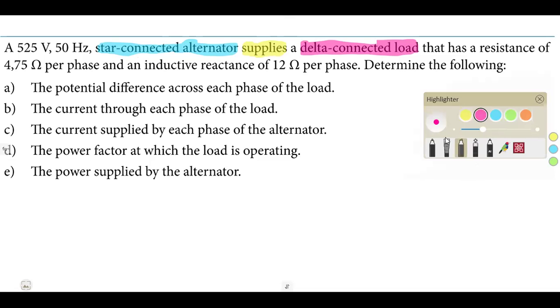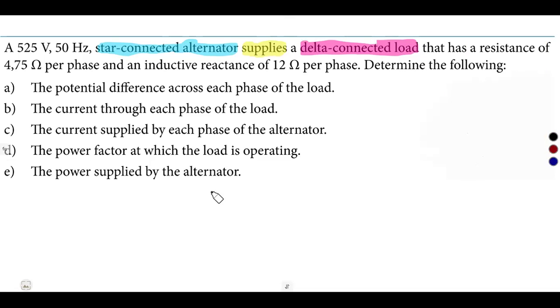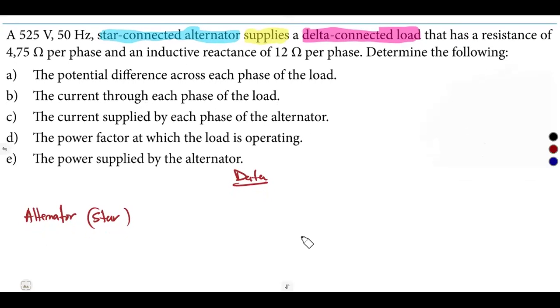So working with this question, I want us to take our information, and on our information, I want us to be careful. I'm just going to separate two things here. Our supply, which is our alternator, because we've got our supply as the alternator, which is star connected. And we have the load. It is supplying what? The load. So our load is in delta. Take note, our load is in delta. So this is what we have.